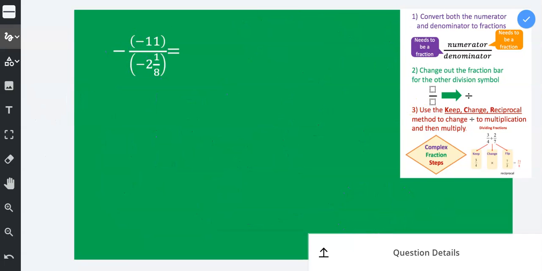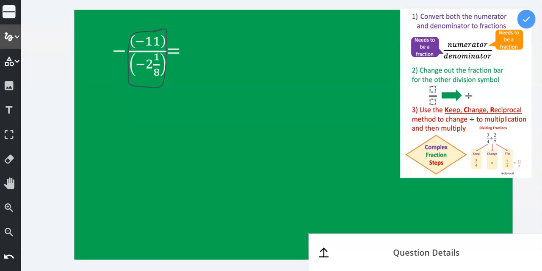Take a look at this complex fraction problem. We have a negative on the outside, and we have a negative 11 divided by a negative 2 and 1/8. So I'll first think about whether my answer is going to be a negative or a positive. And to do that, I'm going to focus on just the negative 11 divided by negative 2 and 1/8.